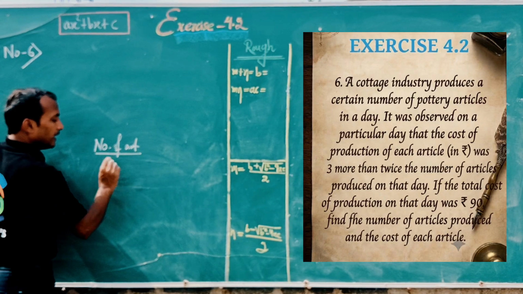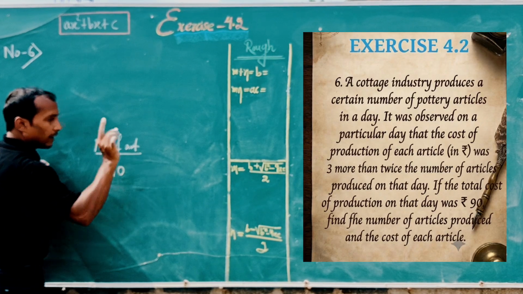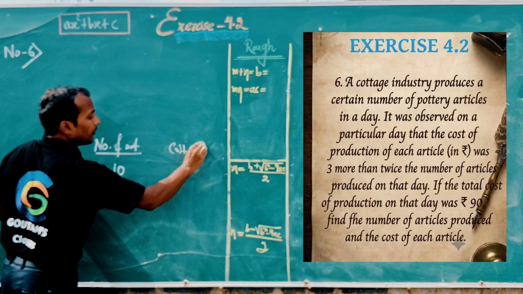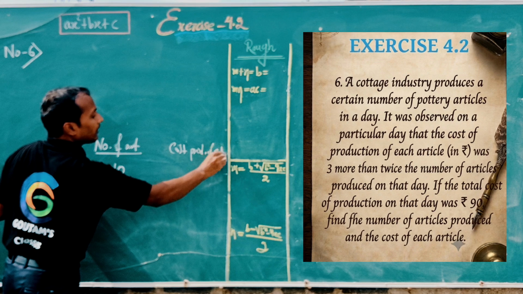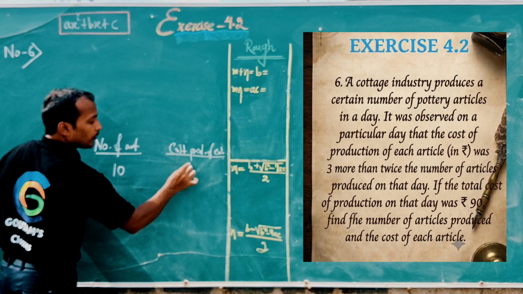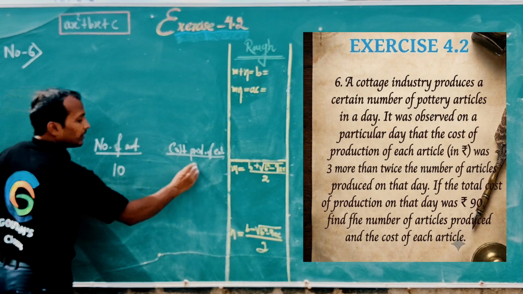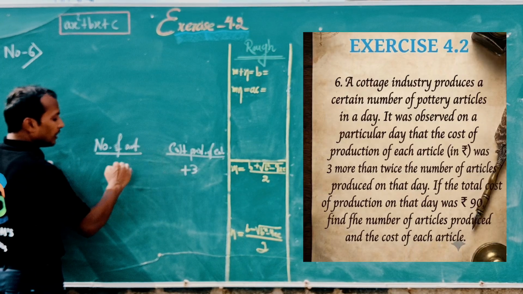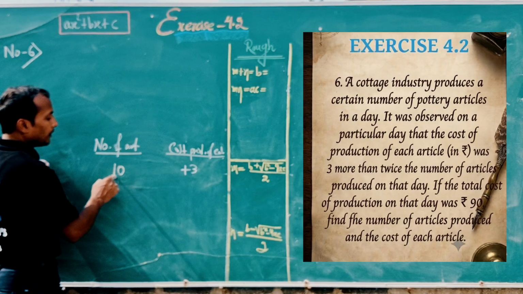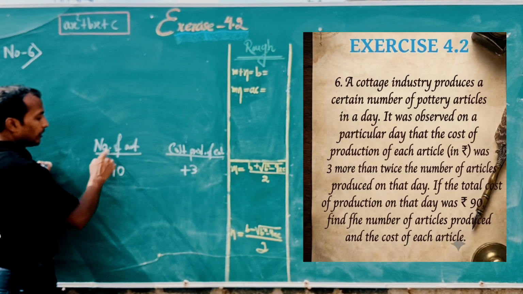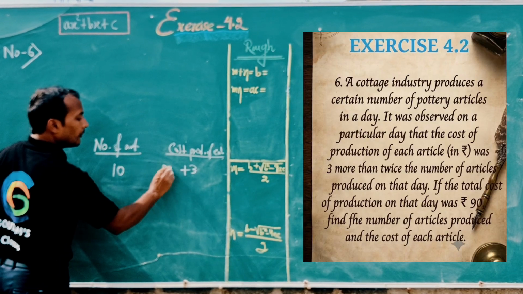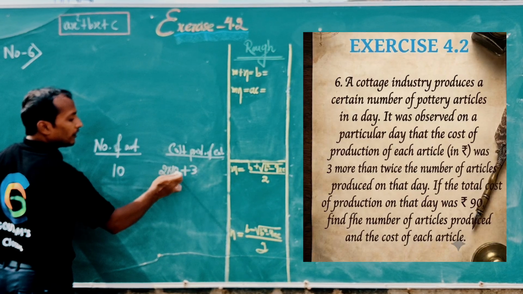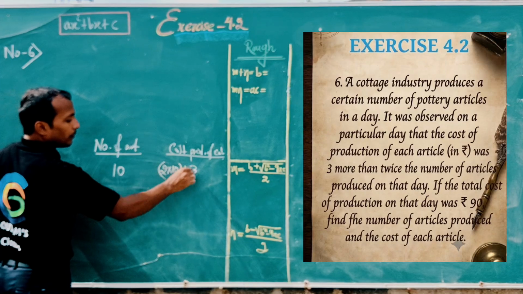Suppose on that day the number of articles produced is 10, then according to the statement, what is the cost of production of each article? 3 more than twice the number of articles produced on that day, means double of 10. Number of articles produced is 10, then 2 into 10, and 3 I have added here because it is 3 rupees more than twice the number of articles. So 2 into 10 plus 3.